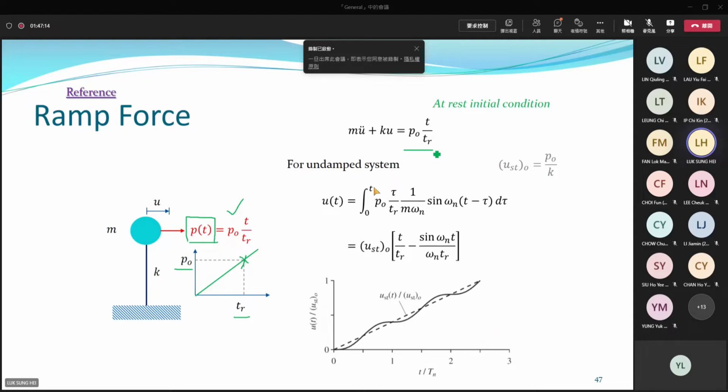Similarly, you can solve for this response using the Duhamel integral. Find out the integrations, then you can get the displacement solutions. Also, this just serves as reference, to let you know that the Duhamel integral is quite general. You can use it to handle different kinds of loadings: a constant force, a ramp force, or a sine force, cosine force, also okay. Again, for your information, if you like, you may go to the textbook to see more pictures about the Duhamel integral.